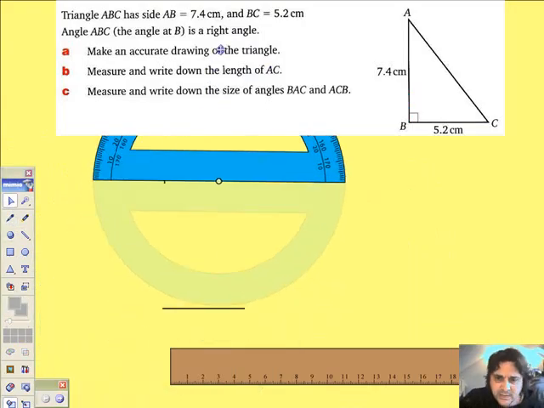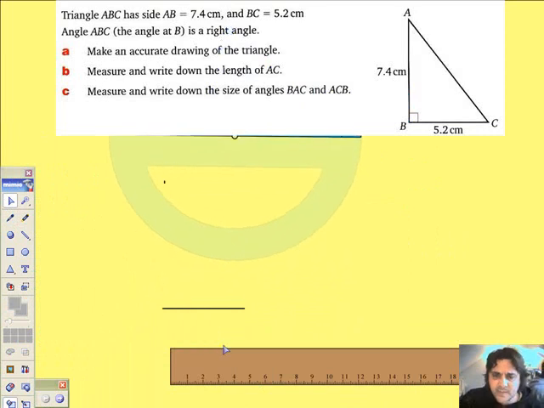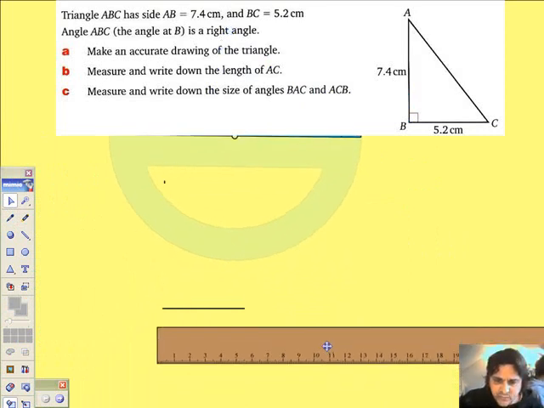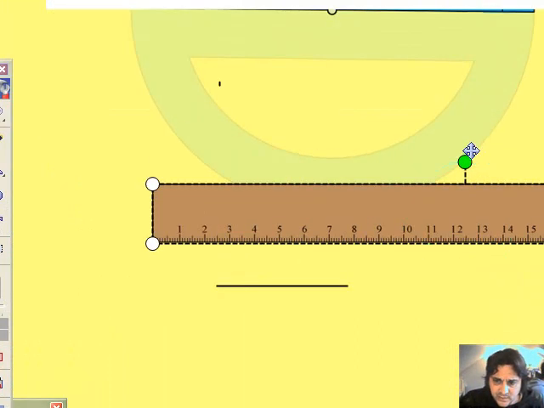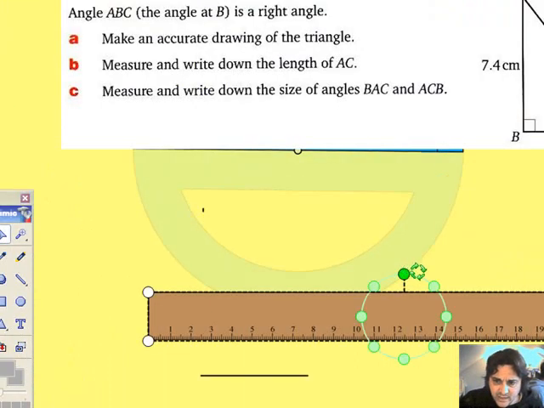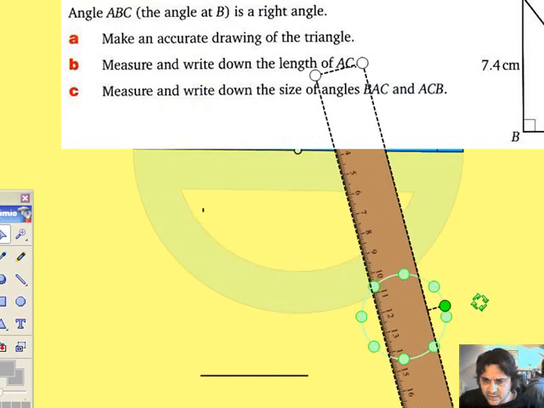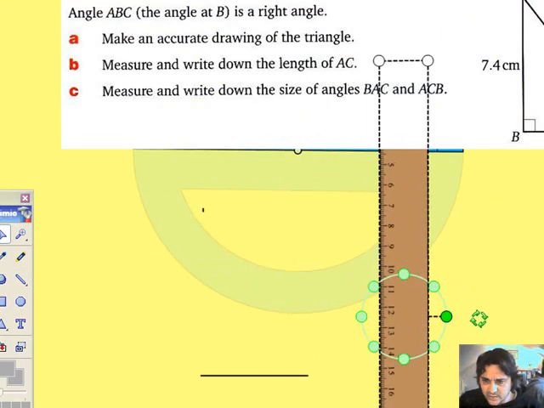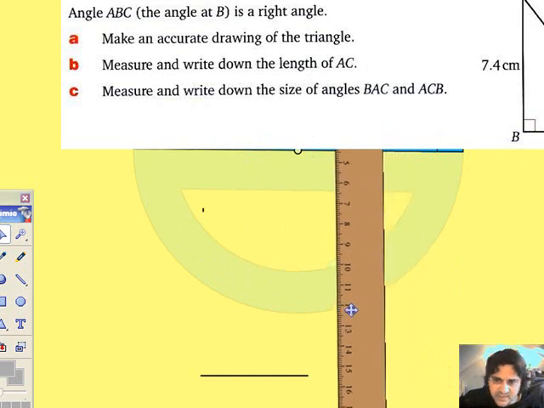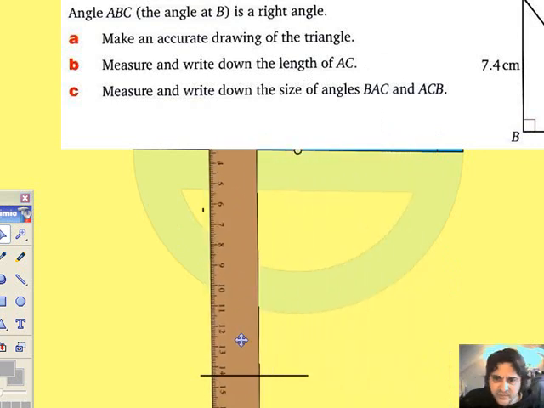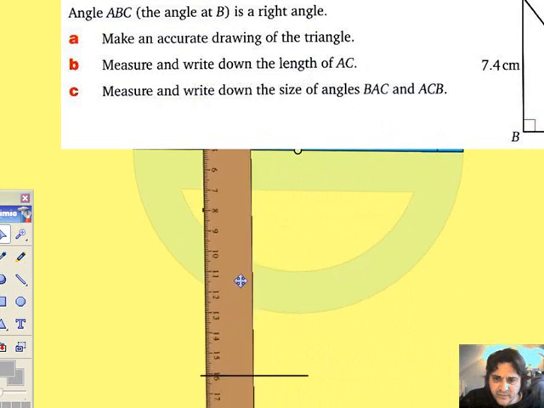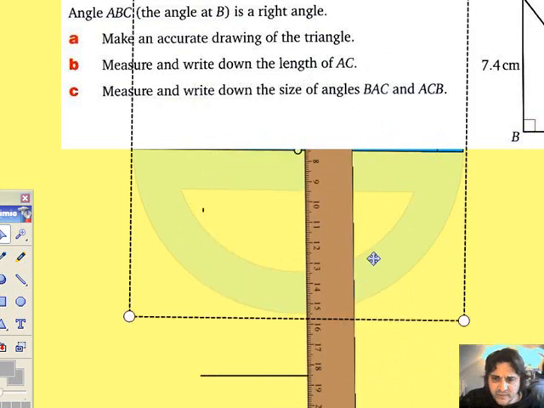Get this out of the way for now. Right, it's got to be 7.4 in that direction. Now this is where the skill comes in. Can I rotate this? Please. Try again. Rotate it vertically. Let's see what happens if I do that. If I bring it over here, I've got to measure 7.4. It's an awful lot of fun we're having.